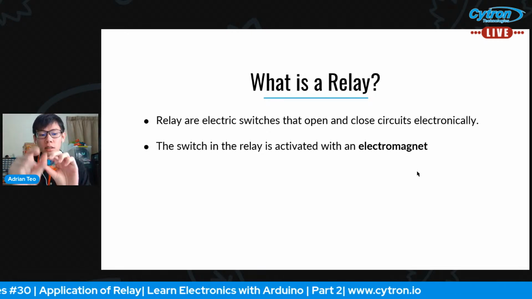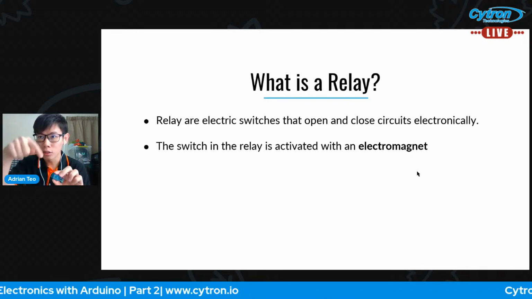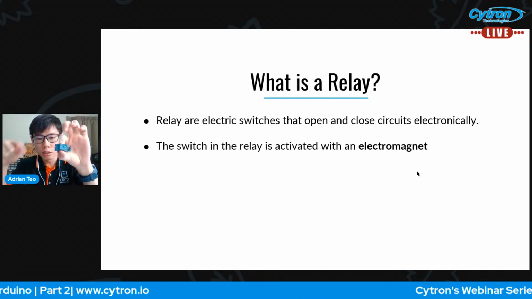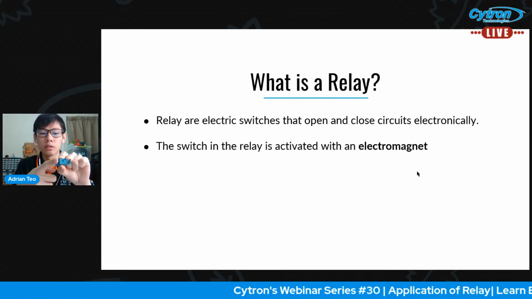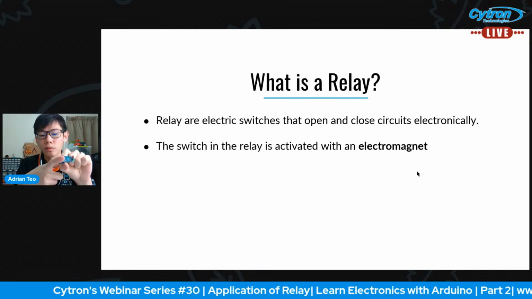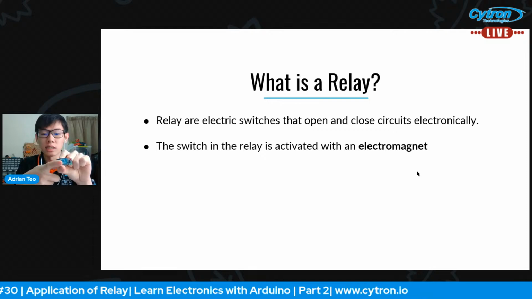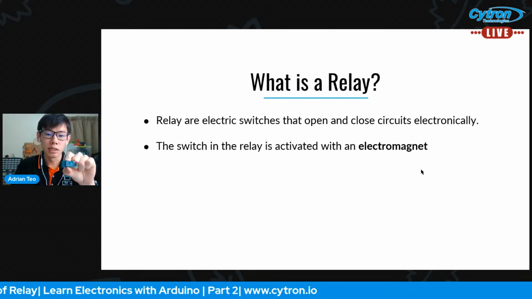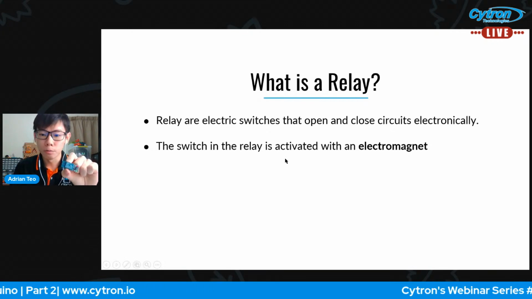Last week I showed you a normal switch, a rocker switch where you just use a finger to flip it on and off. This switch, you don't need to use a finger to switch it on and off. It's powered electronically, means you use a signal from your Arduino to turn it on and off internally. And inside this relay, the switch is actually an electromagnet, which is the second point. The switch in the relay is activated with an electromagnet.